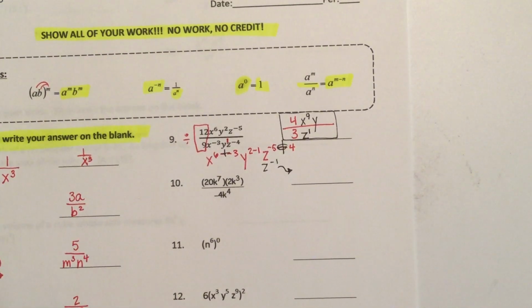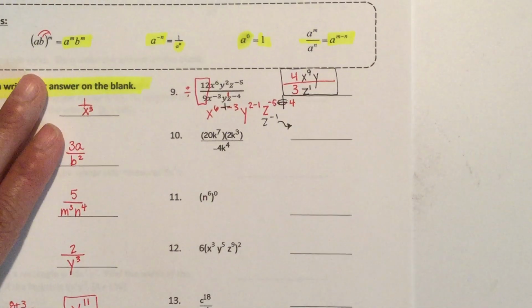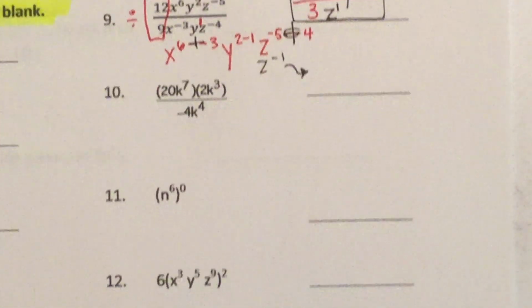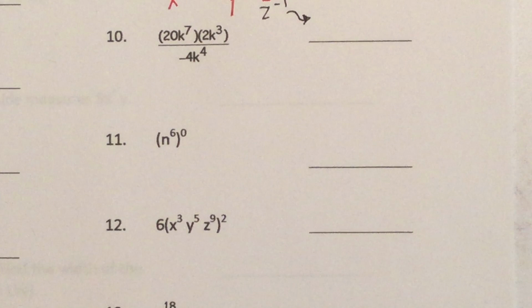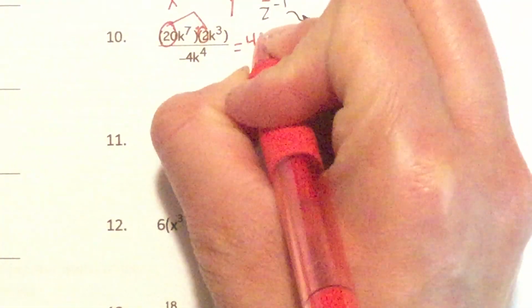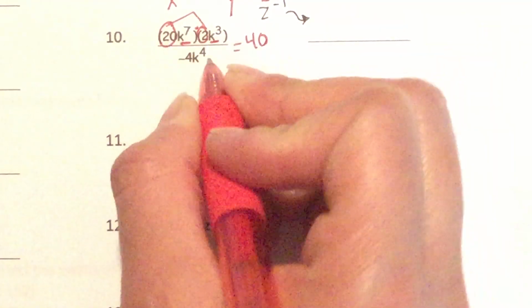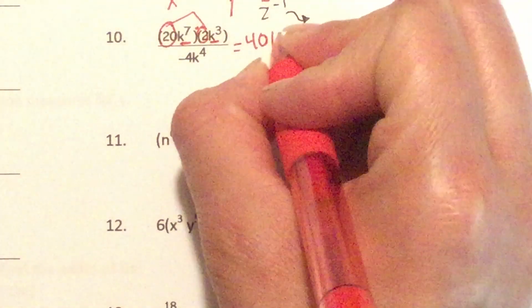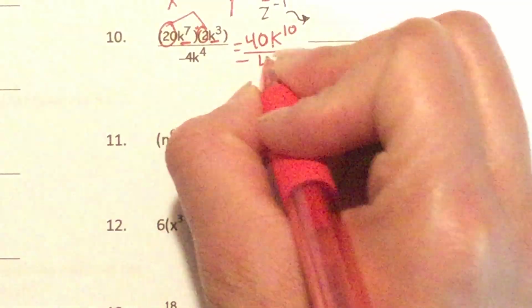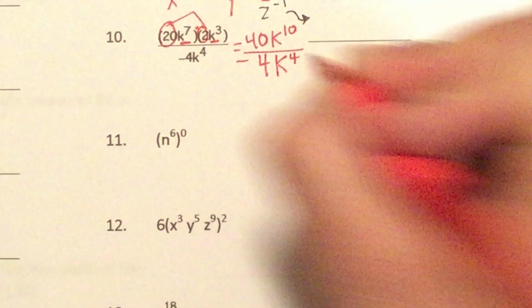All right, number 10. There's going to be 2 steps here. So when you look at this 2-step process, you take the numerator first. The numerator is your multiplication rule. For your multiplication rule, you're going to take your numbers and multiply your numbers. So 20 times 2 is going to be 40. And then for your variables, you're going to add your exponents. So you're going to take k, 7 plus 3, 10, over negative 4, k to the 4th power.